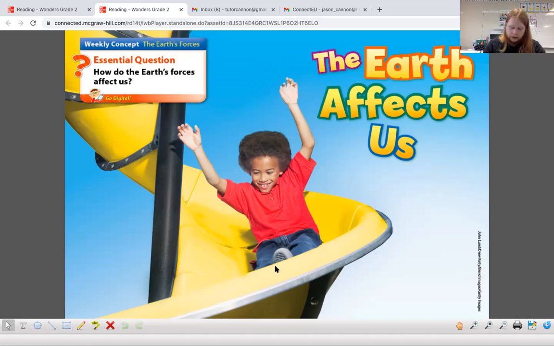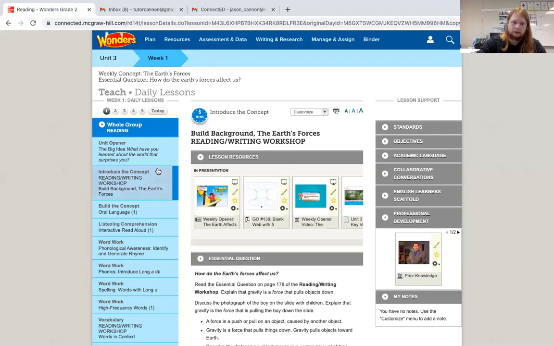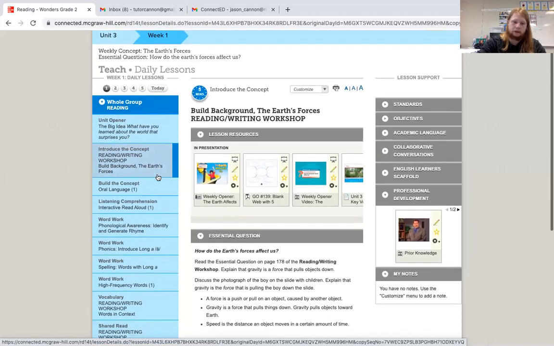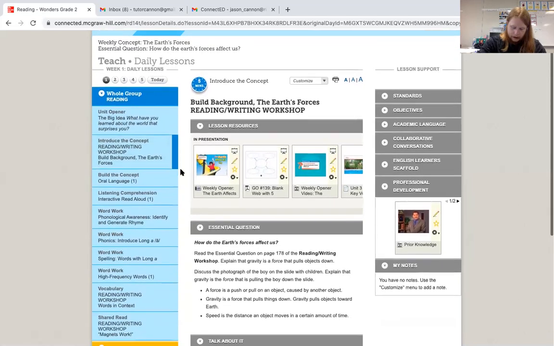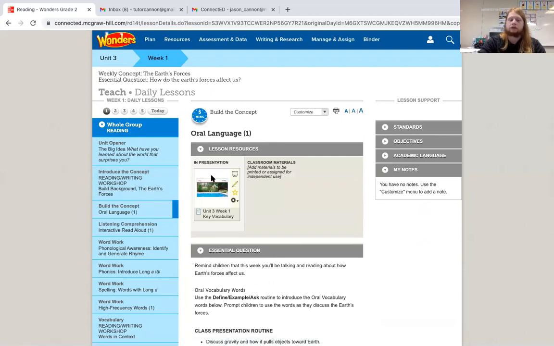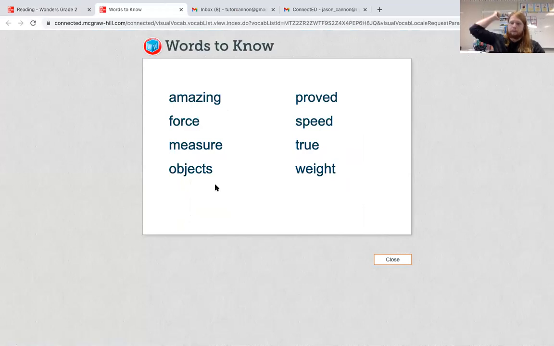So we're going to go to the next part of my lesson. We just built the background. That's good. Now we're going to go to build the concept with oral language. So this is going to be our vocabulary words. You'll see the cards on the wall right behind me, but we're going to discuss them here too, so you know what the vocabulary words are. So I have 8 words here.